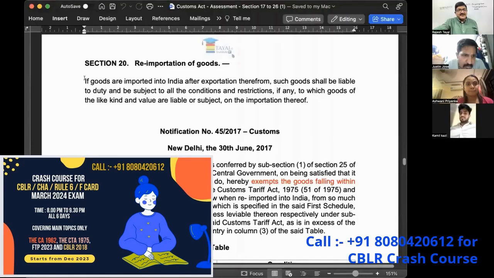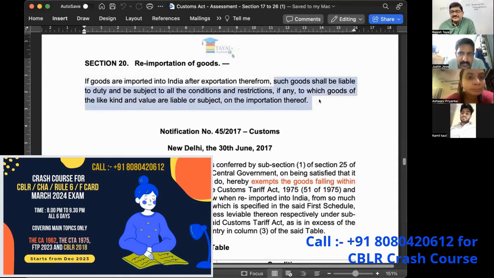Now, what section 20 says: if goods are imported into India after exportation therefrom, such goods, meaning goods exported from India, shall be liable to duty and be subject to all conditions and restrictions, if any, to which the goods of the like kind and value are liable or subject on the importation thereof. So if the goods exported from India are brought back, no special treatment is required to be given because those were sent from India. For every purpose, including duty, those will be treated at par with other imported goods. Duty is the same, restrictions or prohibitions the same. In a nutshell, duty will be payable unless there is some exemption.